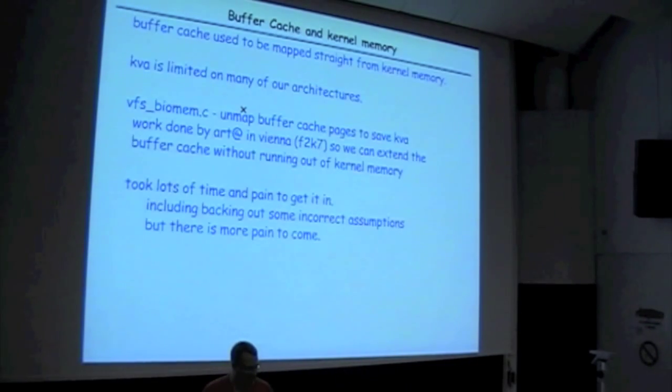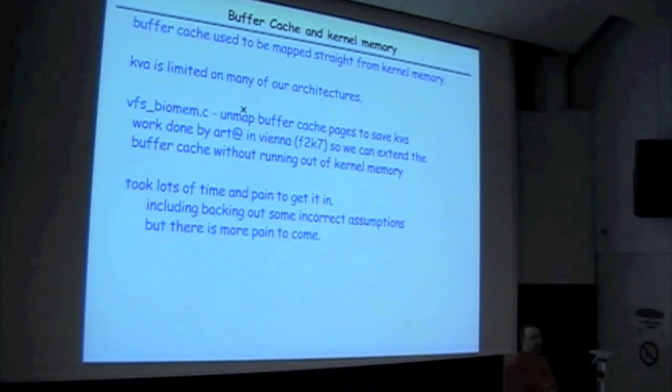Guys, this sucks. So, what about the buffer cache in OpenBSD? Well, it actually used to be mapped directly from kernel memory, all of it. So it's basically the equivalent to a great big malloc in the kernel.